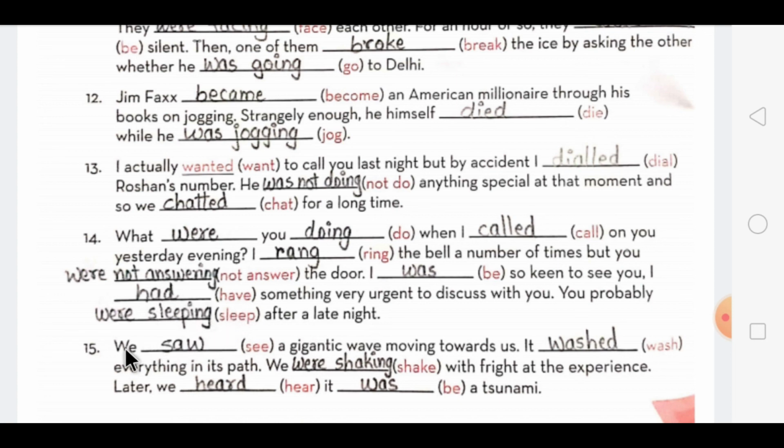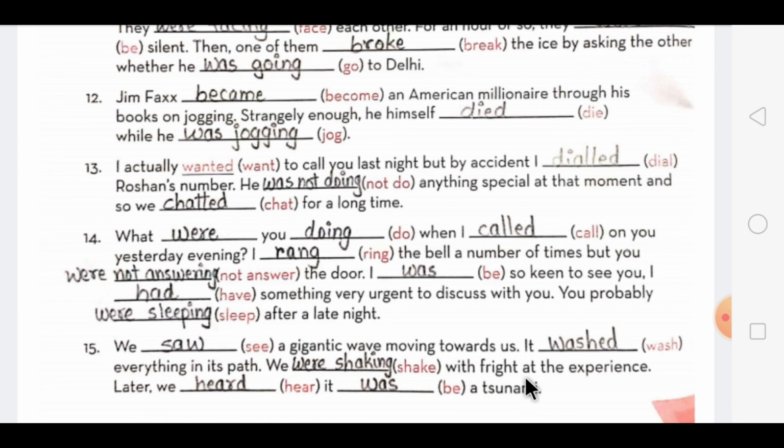Now students, the last sentence is, we saw a gigantic wave moving towards us. Means this is for a short period, so we used V2 form over here. Then it washed everything in its path, meaning this has happened, it has happened immediately, so we used V2 form of the verb. And we were shaking with fright at the experience, this happened for a long time, so we used past continuous tense over here. Later we heard it was a tsunami.